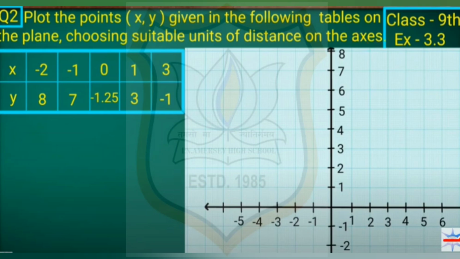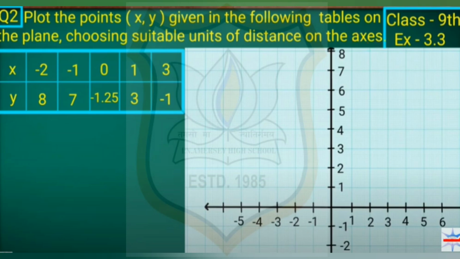This is the last question of exercise 3.3. Question 2. Plot the points (x, y) given in the following table on the plane. Choose a suitable unit of distance on the axes.